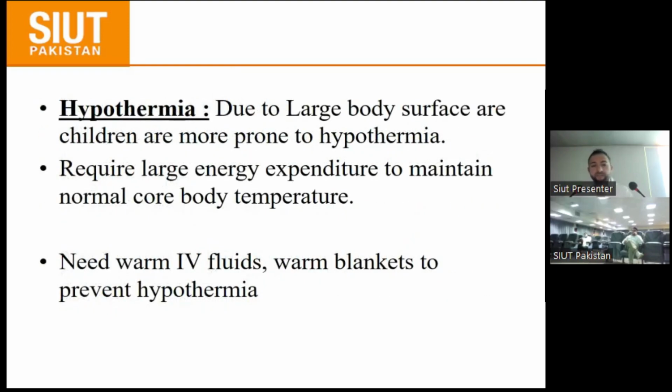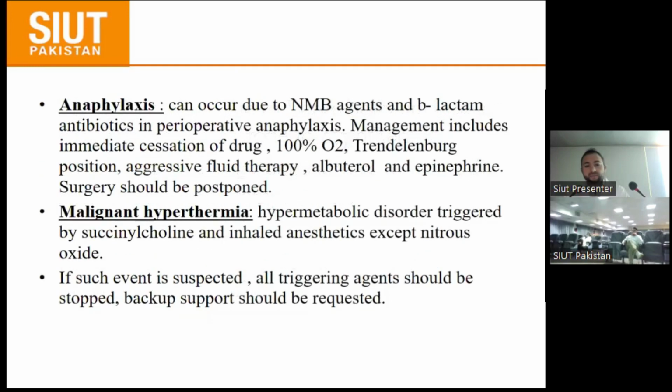Due to their large body surface area, children are more prone to hypothermia and require large energy expenditure to maintain normal core body temperature. So we give warm IV fluid and blankets to prevent hypothermia. Anaphylaxis can occur due to neuromuscular blocking agents and beta-lactam antibiotics. Management includes immediate cessation of the drug, then giving 100% oxygen, Trendelenburg position, aggressive fluid therapy, albuterol, and epinephrine, and surgery should be postponed in these cases.